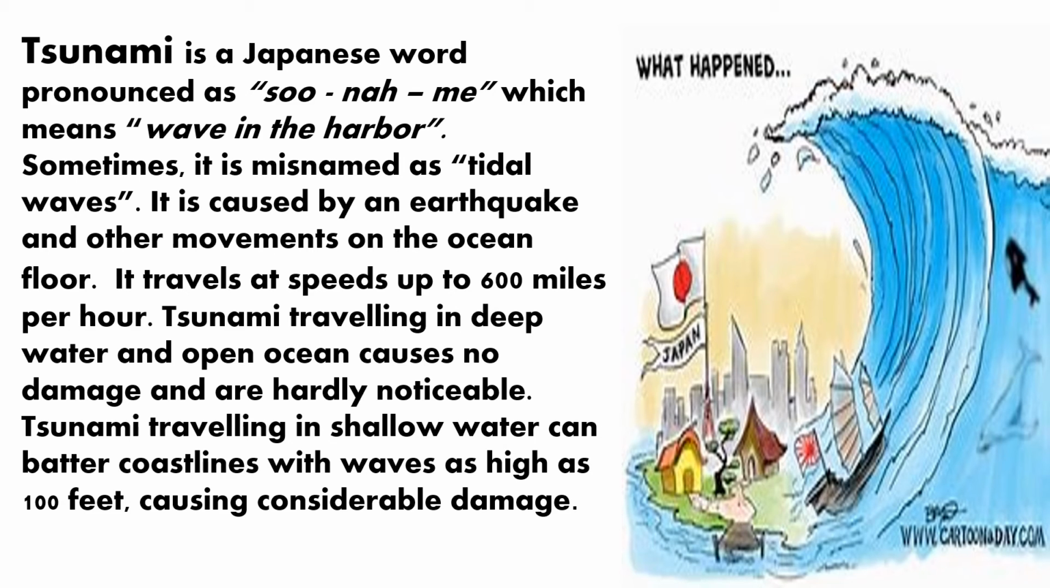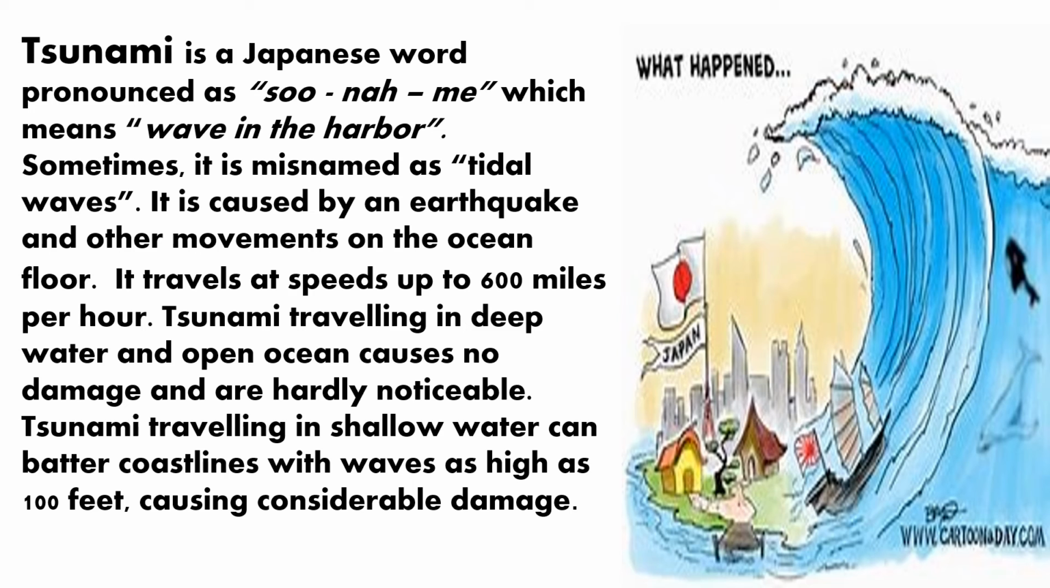Tsunami is a Japanese word which means wave in the harbor. Sometimes it is misnamed as tidal waves. It is caused by an earthquake and other movements on the ocean floor. When an earthquake happens on the ocean floor, the tsunami travels at speeds up to 600 miles per hour. So 600 miles, that's really fast.